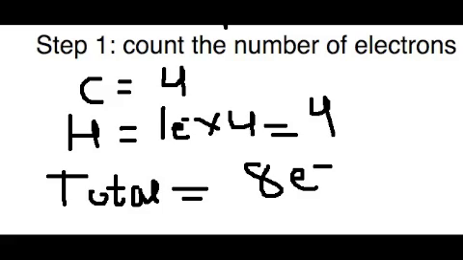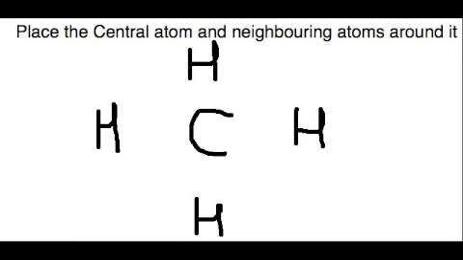Carbon has 4 electrons. There are 4 hydrogens, and each hydrogen has 1 electron. So the total of 4 electrons for all the hydrogens, giving a total number of electrons to be 8. Next step is to place the central atom and the neighboring atoms around it. Carbon is the central atom, and hydrogens are the neighboring atoms.